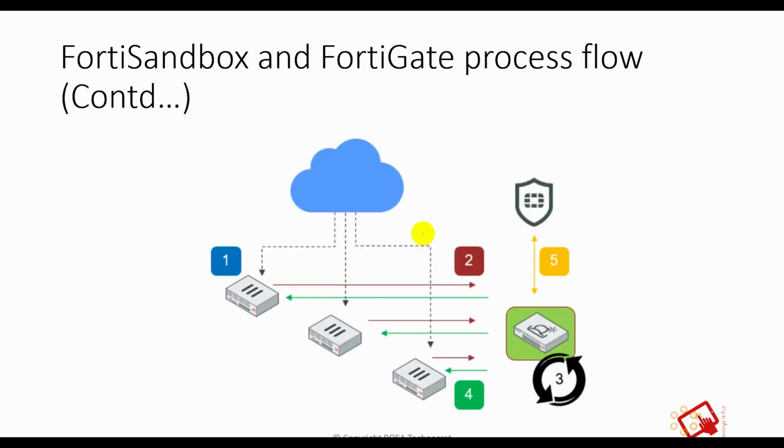You see here in the flow, a file comes via FortiGate, and then it is submitted to the sandbox, number 3. It does all the scans, checks status from FortiGuard, and then gives a verdict back to FortiGate. Finally the file is delivered. So the file is held in inline scan until the verdict is received.